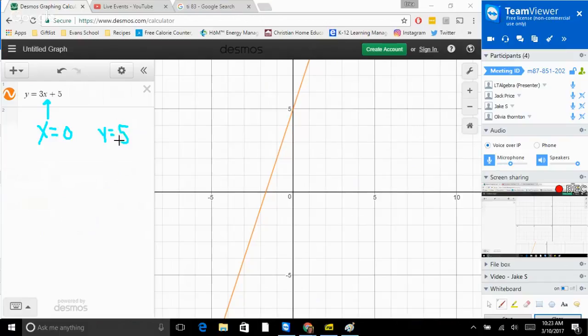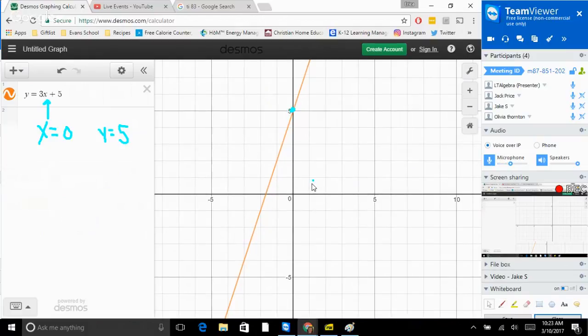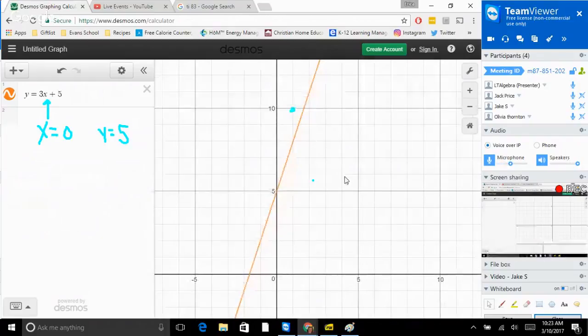equals 5. So if you look on your graph over here, this is your x-axis and this is your y-axis. So if x equals 0, y equals 5. You can see that's graphed right on there for you. Likewise, what if x equals, I'll zoom out a little bit. I just lost my point there. Now it's here.